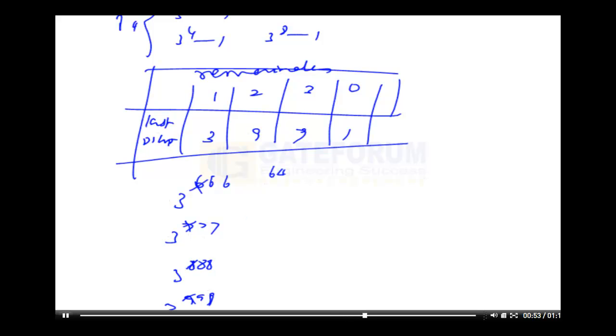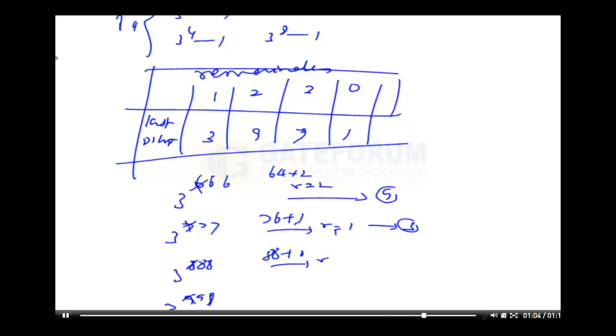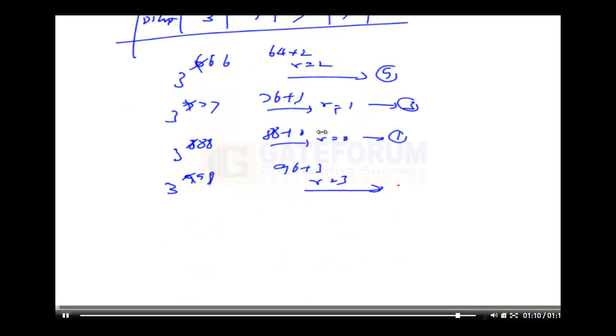So it is 64 plus 2, remainder 2 will end in 9. 76 plus 1, remainder 1 will end in 3. 88 plus 0, remainder 0 will end in 1. 96 plus 3, remainder 3 will end in 7.